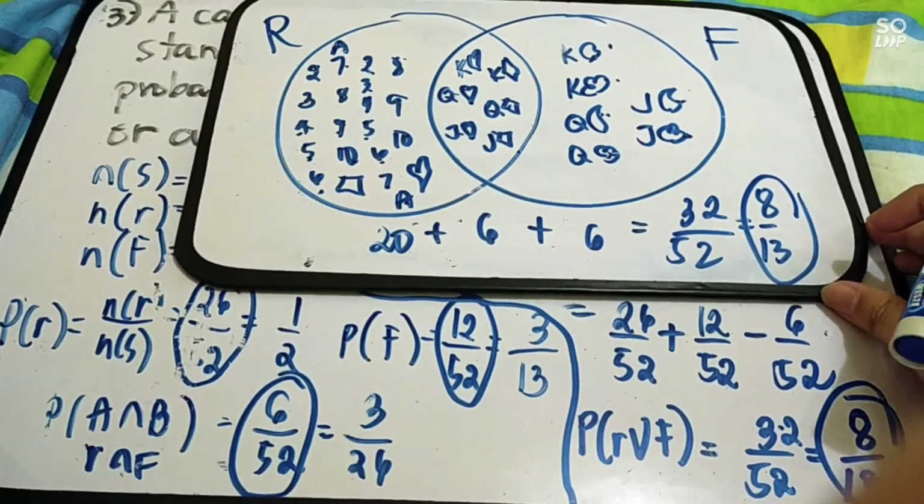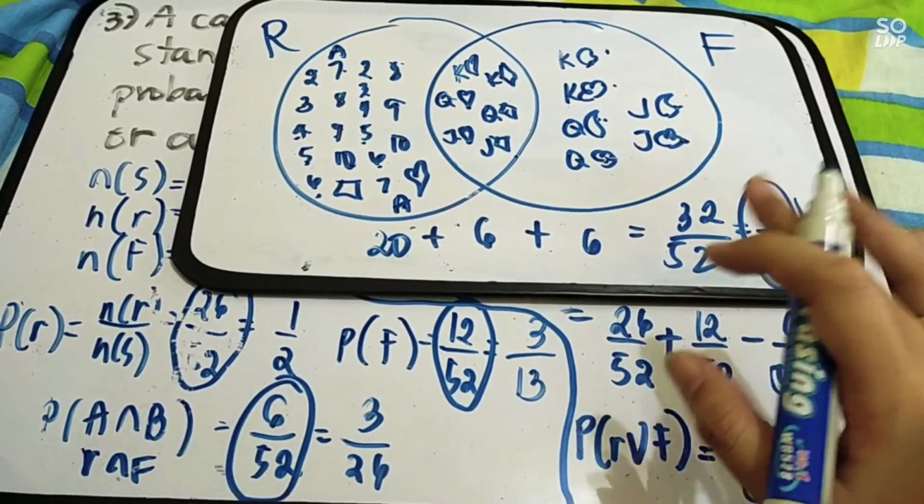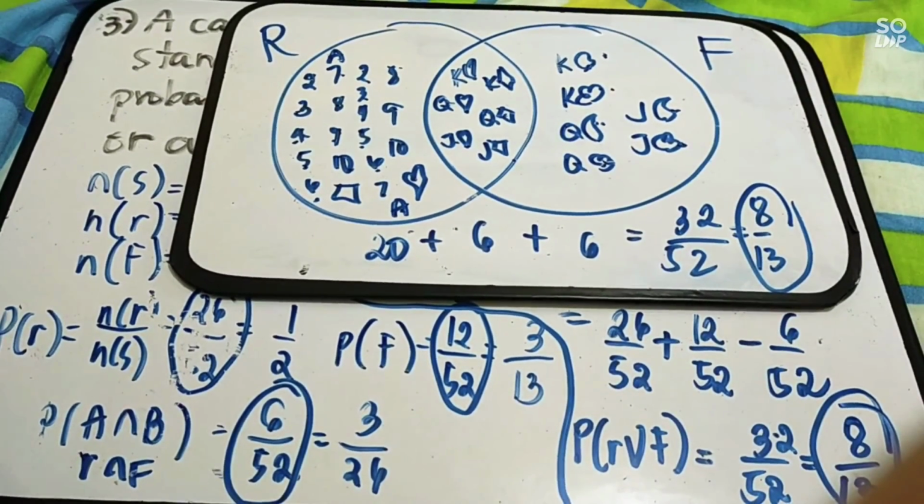Yan. So, pwede ka rin gumamit ng Venn diagram for us to find the union of two events. The probability of union of two events. Is it clear?